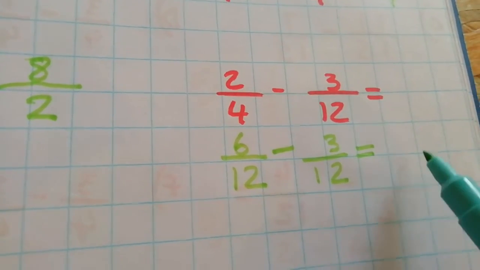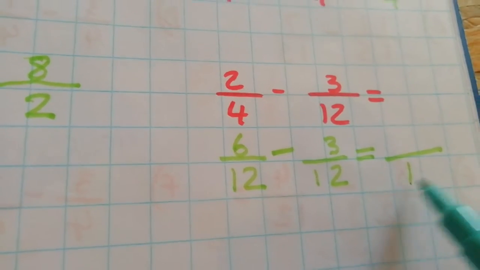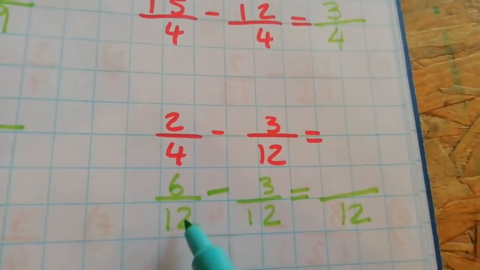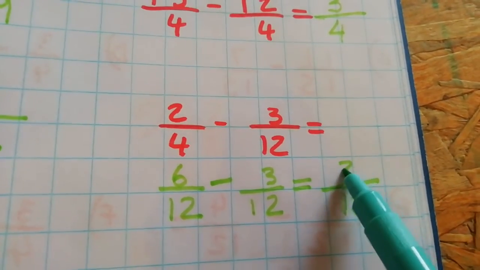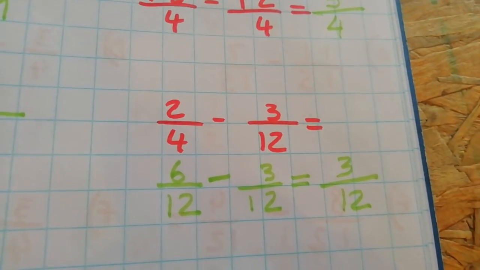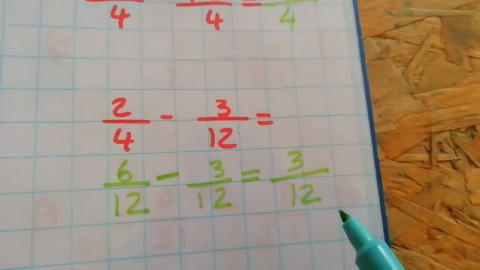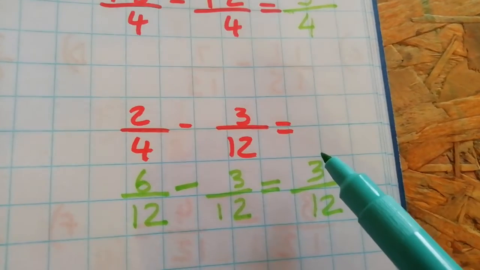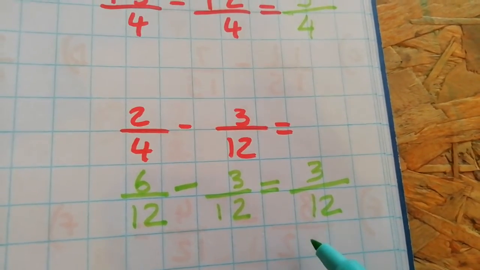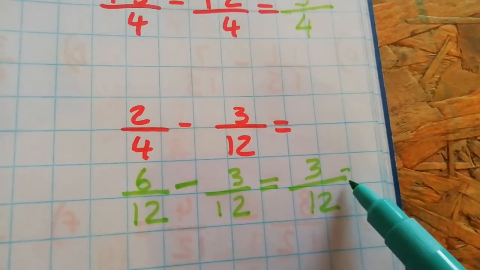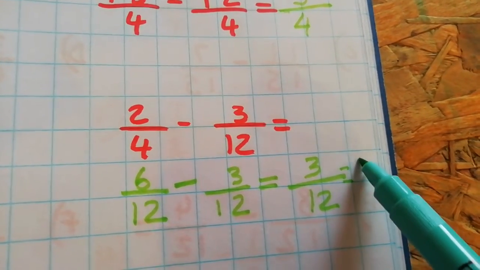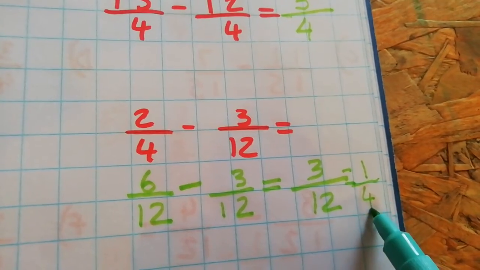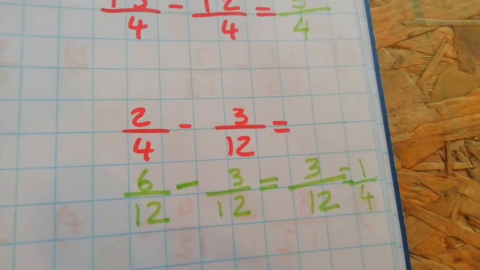I've got twelfths on the bottom. I know my answer is going to have a denominator of 12. 6/12 take away 3/12 leaves us with 3/12 right there. And some of you year 3s might say, I can simplify that because 3 goes into the top and the bottom. So that is actually equivalent to 1/4. But don't worry if you haven't simplified it.